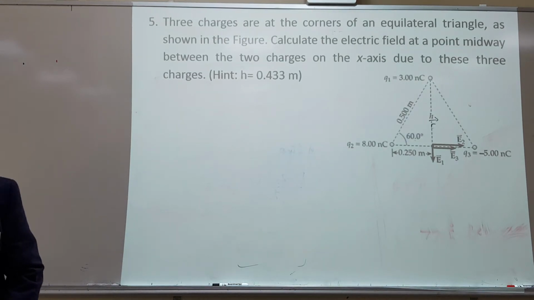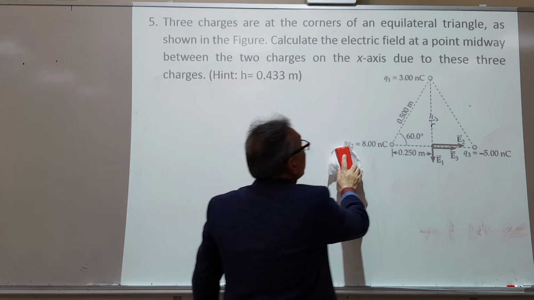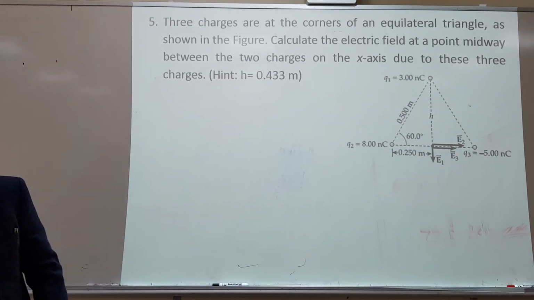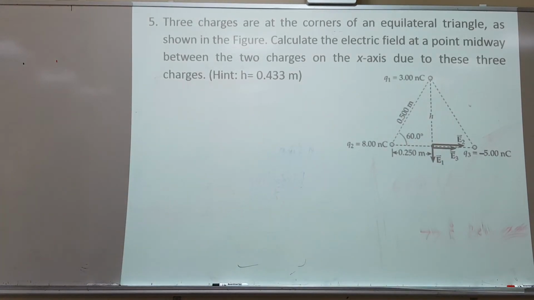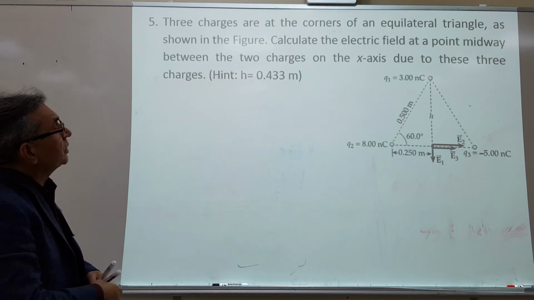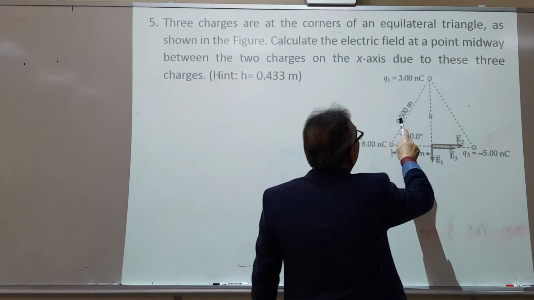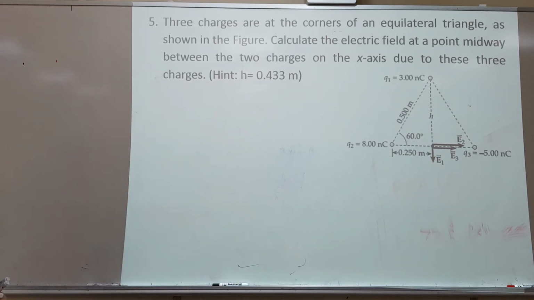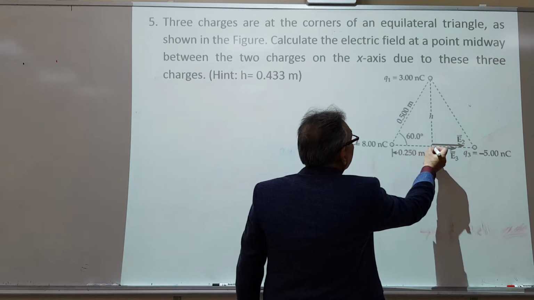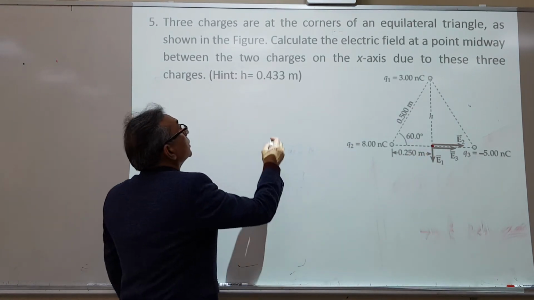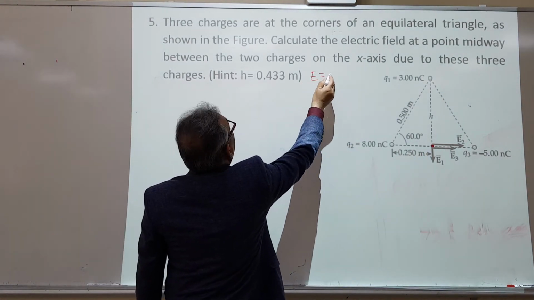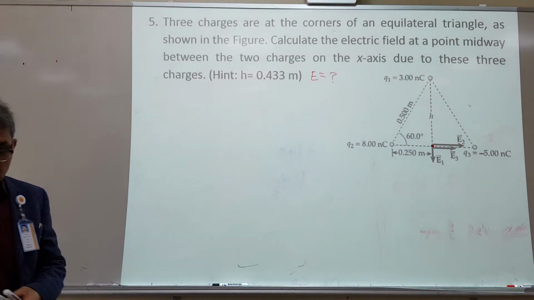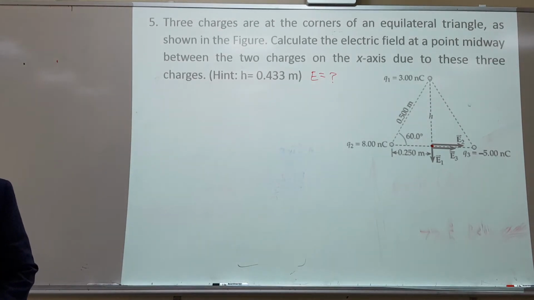Yes, three charges. Three charges are at the corners of an equilateral triangle, meaning their sides are equal, 0.5 meter of length. Calculate the electric field at a point midway between. This is the point where you have to find out the electric field strength.